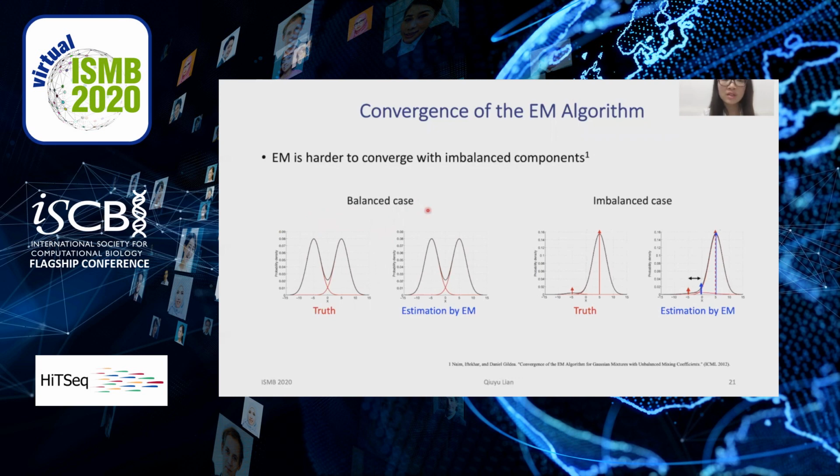Previous work also found that EM is hard to converge with imbalanced components. Below I'm showing you a two-component Gaussian mixture. In the balanced case, the EM algorithm works well, while in the imbalanced case, we could notice that the estimation by EM is way off.